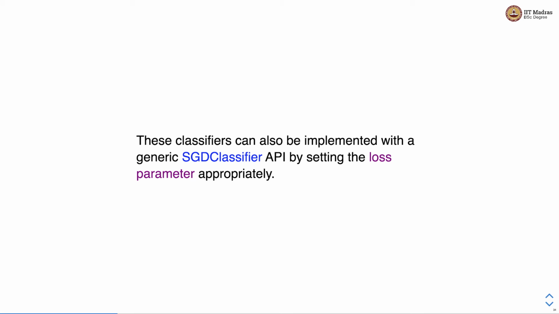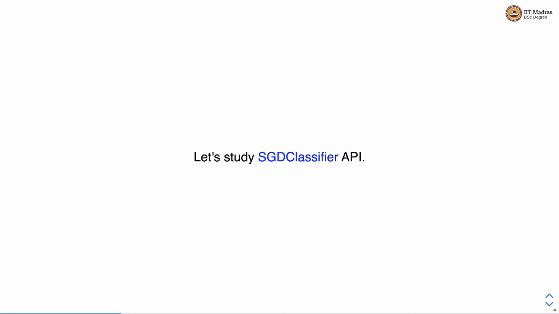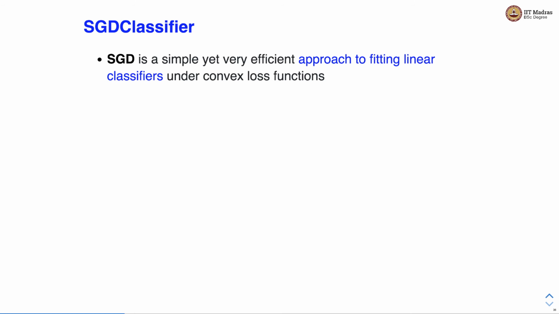Up until this point, we looked at specific classifiers for least square classification, for logistic regression, and for perceptron. We can also implement these classifiers with a generic SGD classifier API. In order to implement a specific classifier, we need to set the loss parameter of the SGD classifier appropriately. Let's study the SGD classifier API.